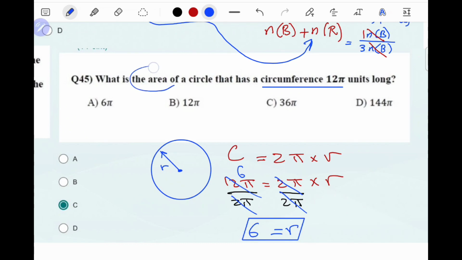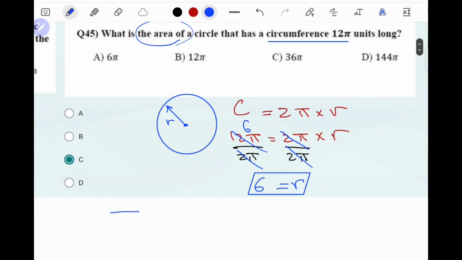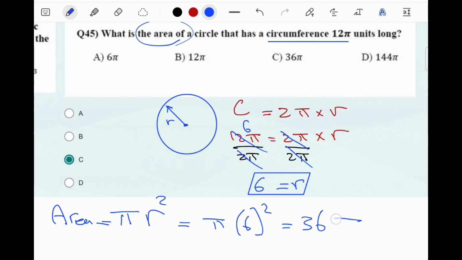We need to find the area. So the area is simply equal to pi r squared. So that's pi times 6 squared, which is 36 pi. And that's it.